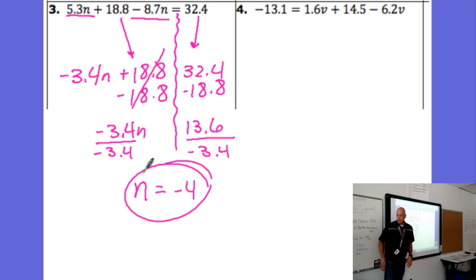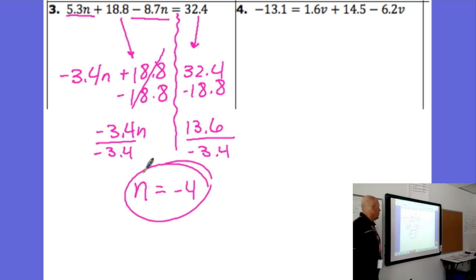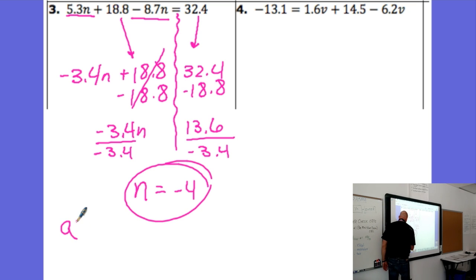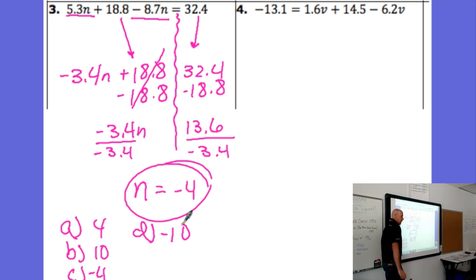On the exam you're going to have all this, but it's going to look like A, 4, B, you're going to have like 10, C, you're going to have negative 4, and then D, you'll have like negative 10. So, yes, it will be C. But if you just come with just this without the steps, I can't give you credit. You have to prove how you got that. You have to show me the steps of how you got that. All right, so let's take a look at number 4.